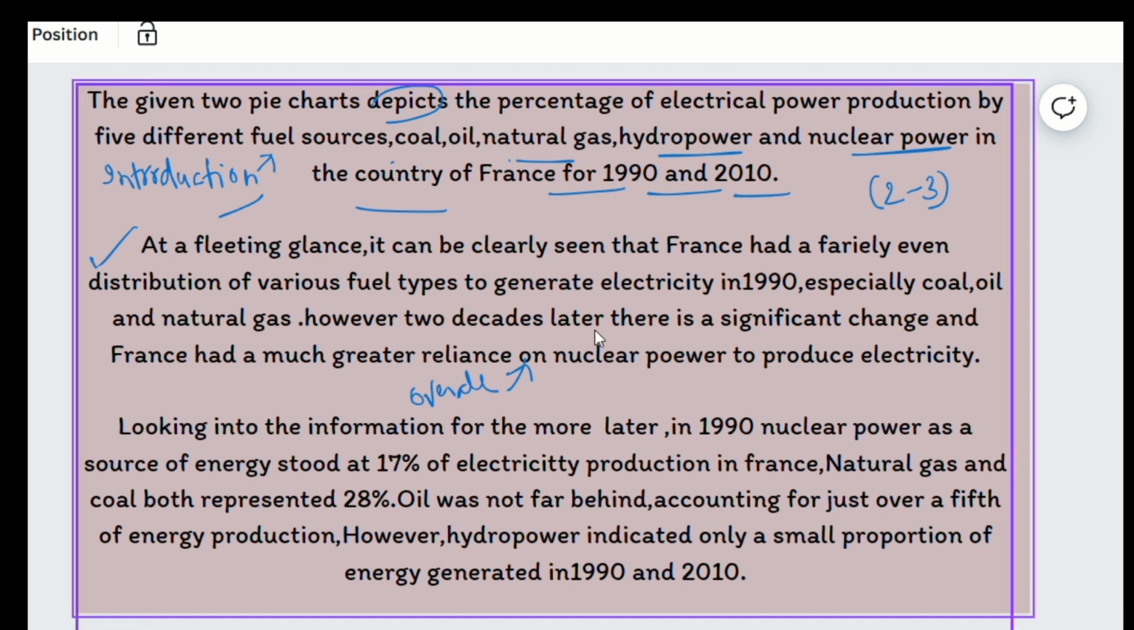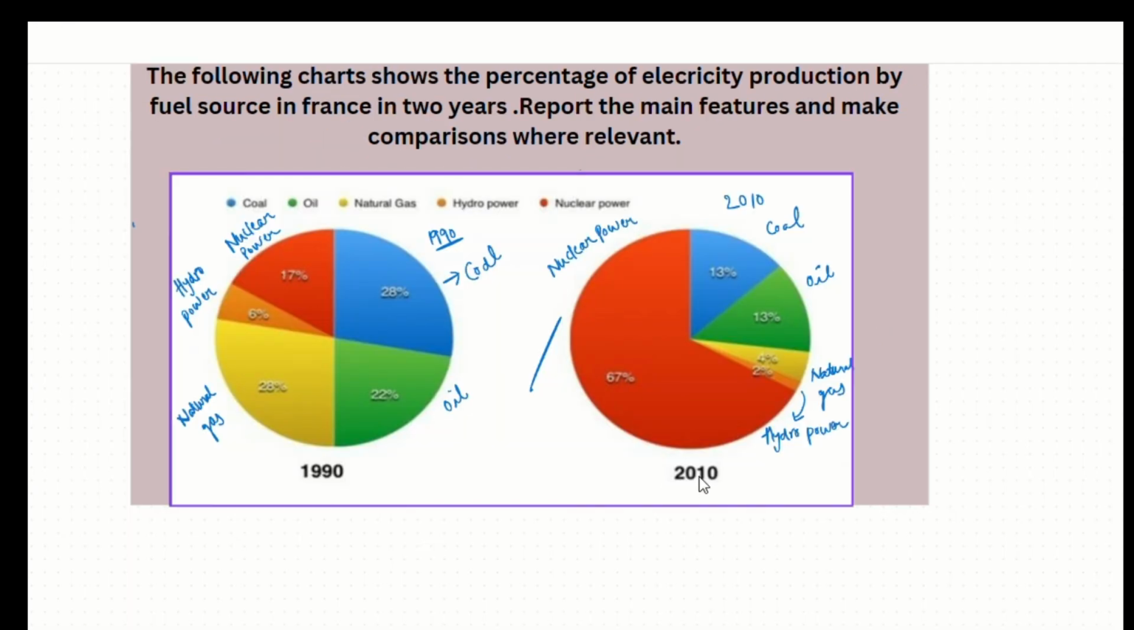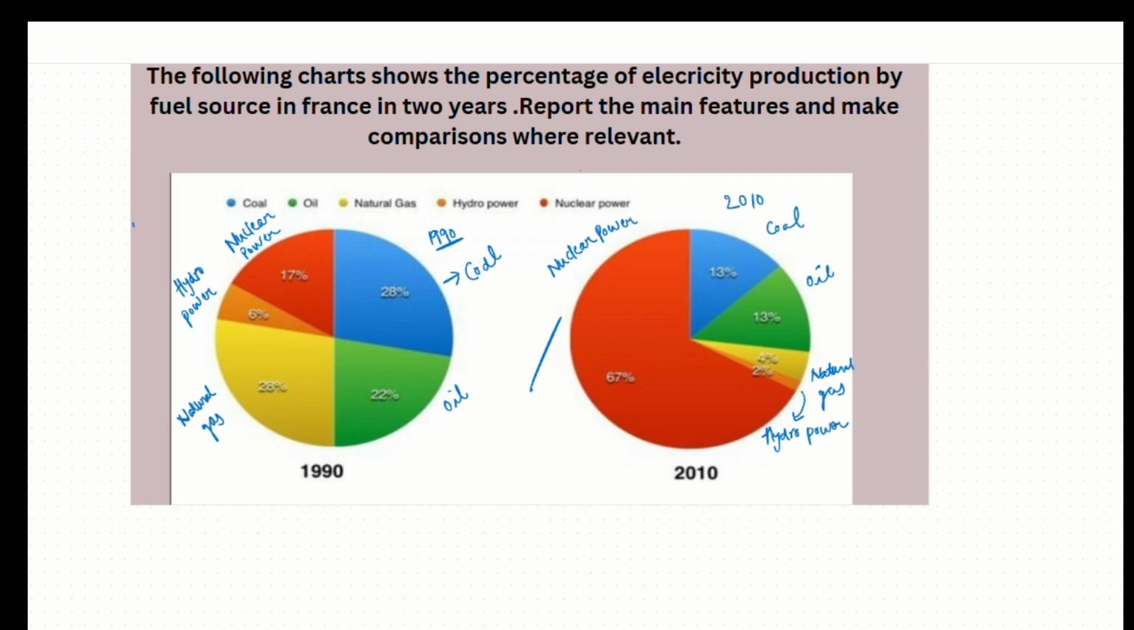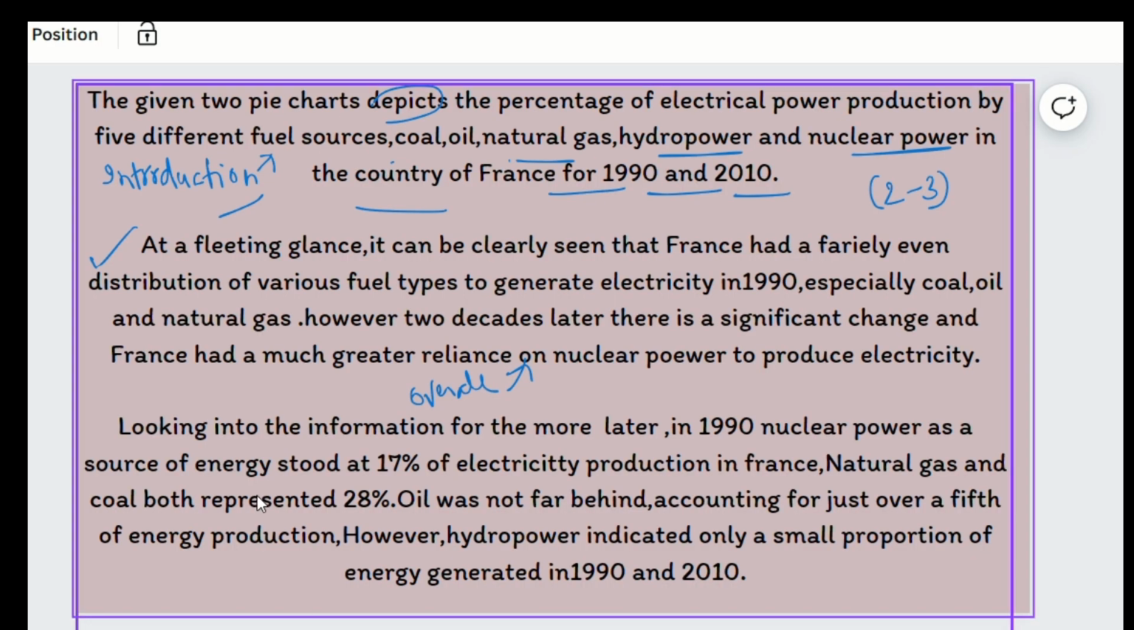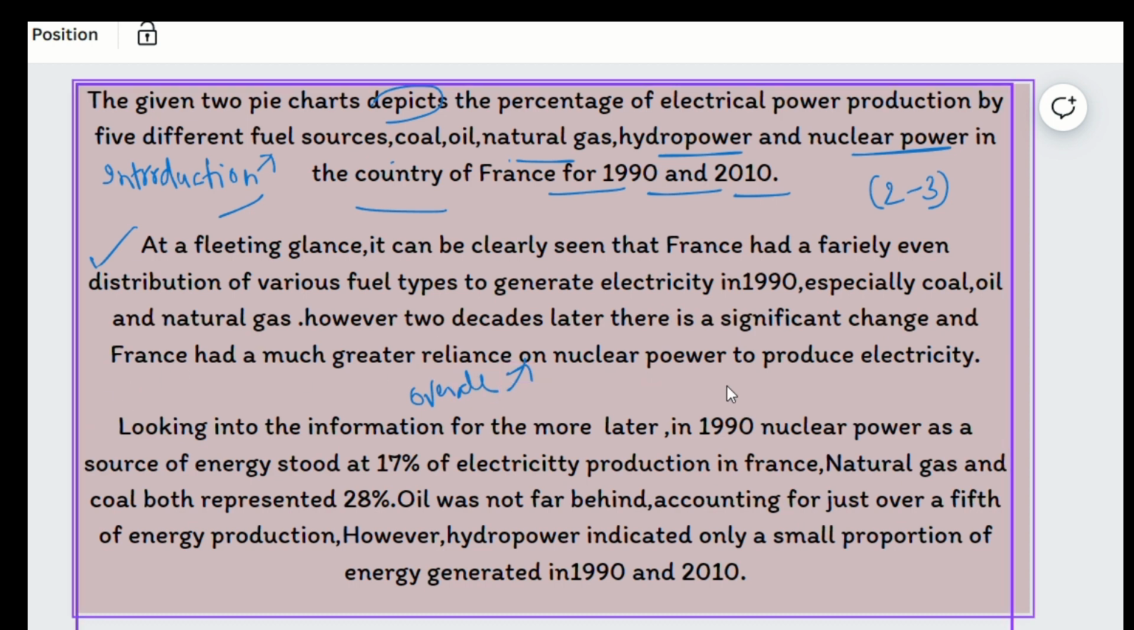However, 2 decades later, 2 decades means 20 years, 20 years later in 2010, France relied on nuclear power more. So what is the major part of the fuel? That is nuclear power. So here, however, 2 decades later, there was a significant change and France had a much greater reliance on nuclear power to produce electricity. So you just have to mention important words.